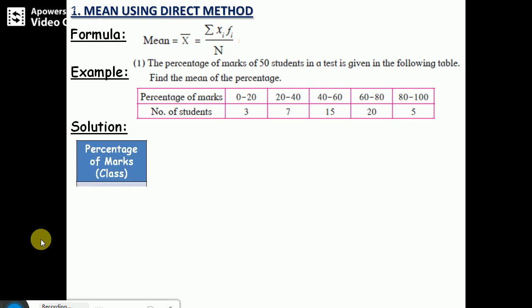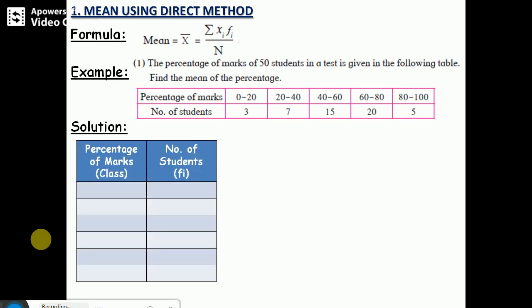First of all, we have to convert this horizontal data into vertical form. See here, we are going to make two columns. First is percentage of marks, which will be considered as class, and second, number of students, which will be considered as frequency. Frequency is represented with fi. Now we will substitute this data into this table.